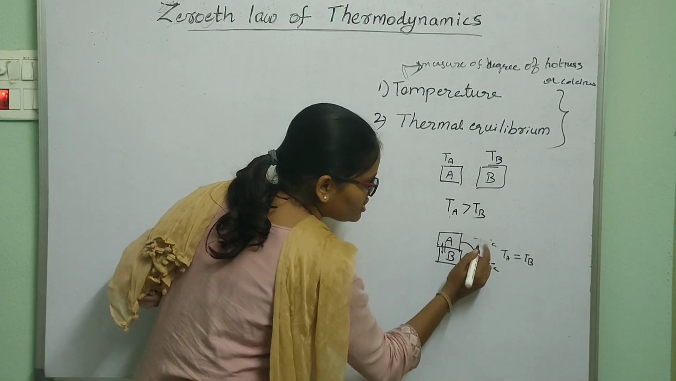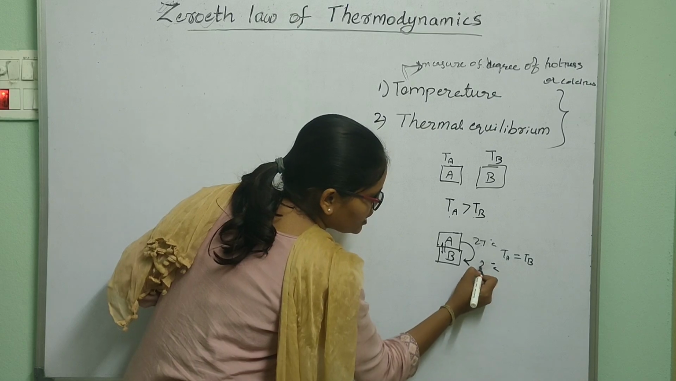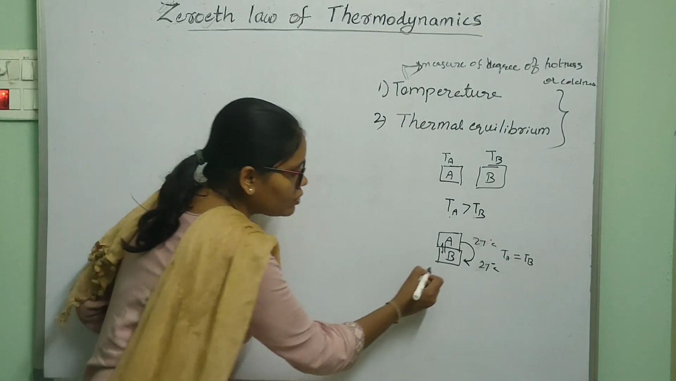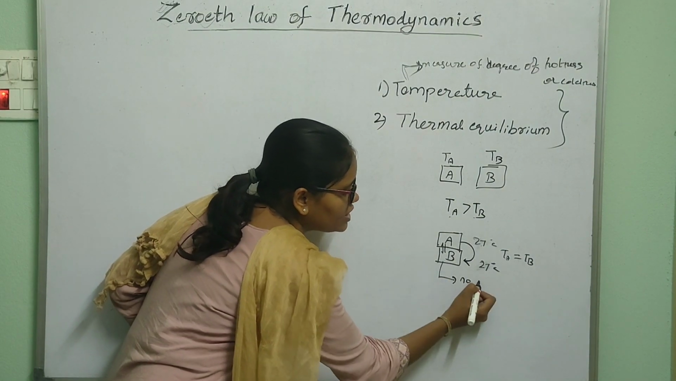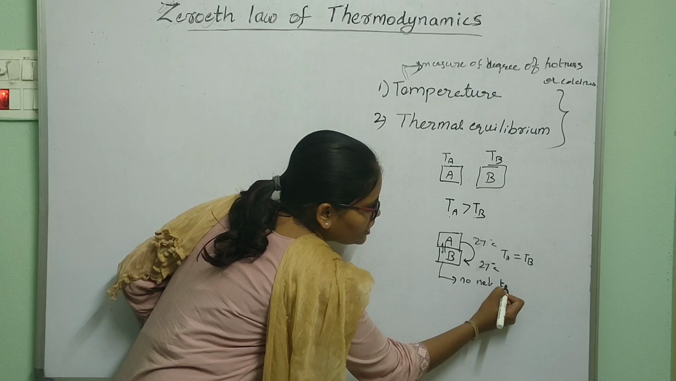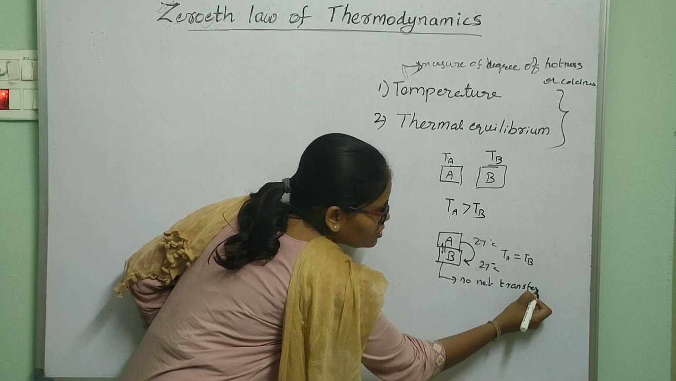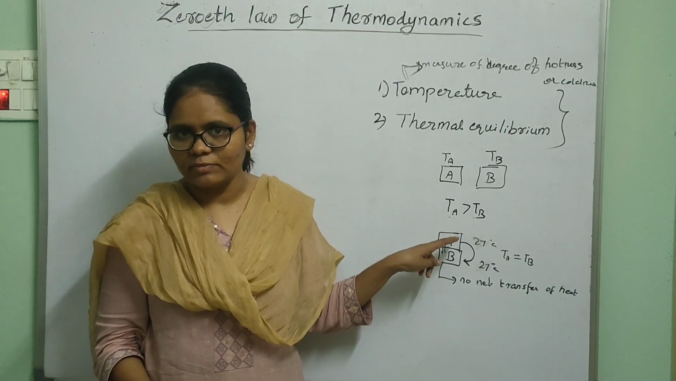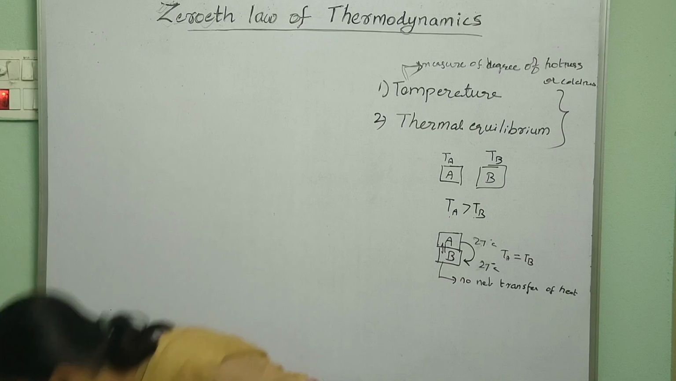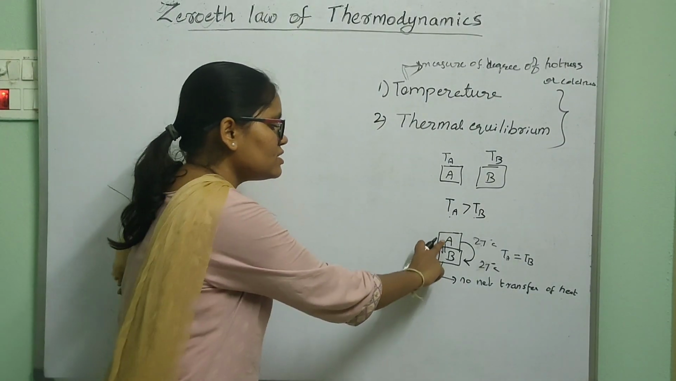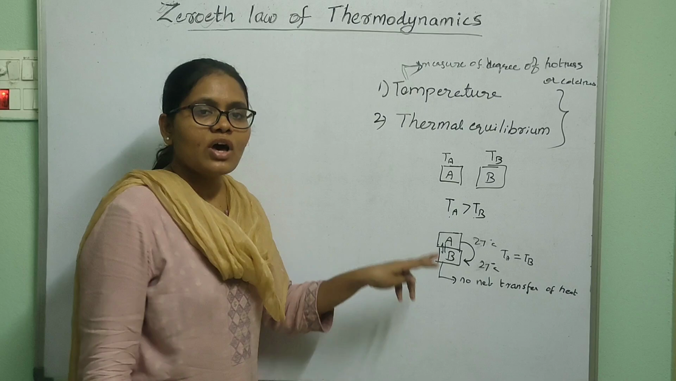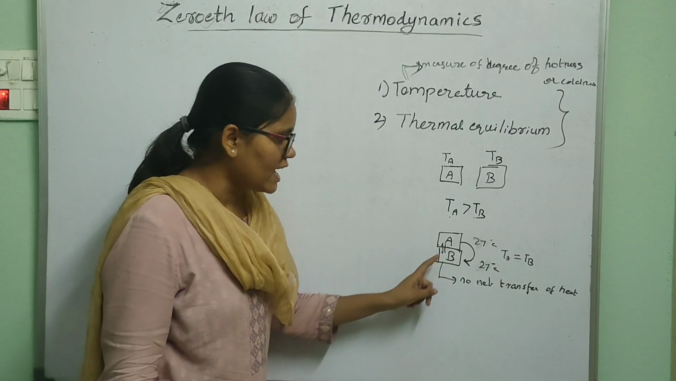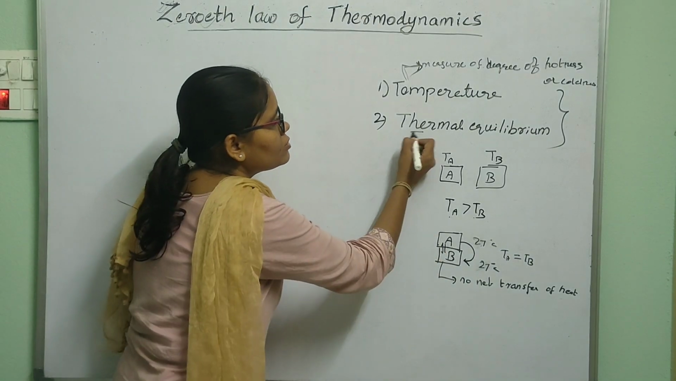Suppose the temperature here is 27 and here is also 27. Now the temperatures of A and B are equal, so there will be no net transfer of heat energy between these two objects. No net transfer of heat. So this condition is called thermal equilibrium. When there is no net transfer of heat between two bodies which are in contact with each other, that situation or that condition is called thermal equilibrium.